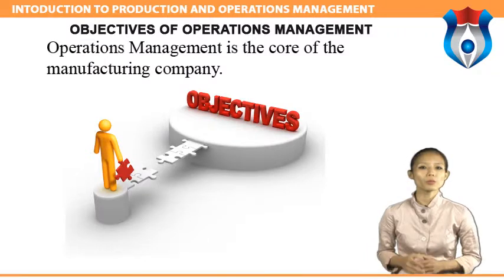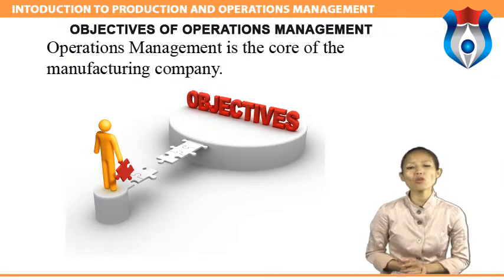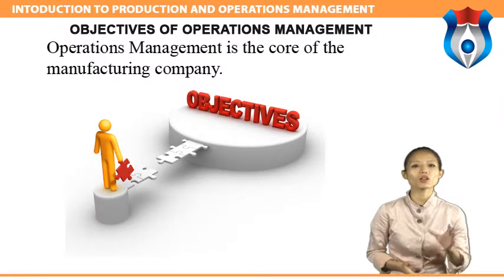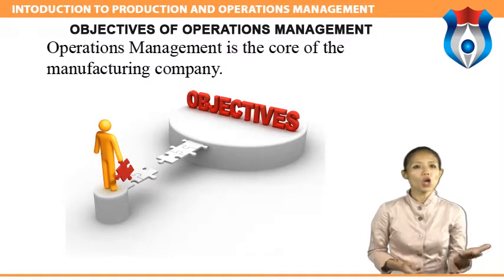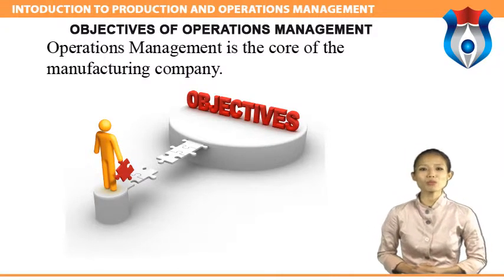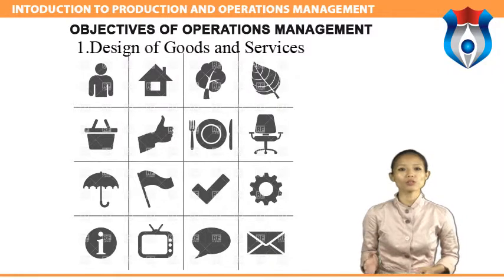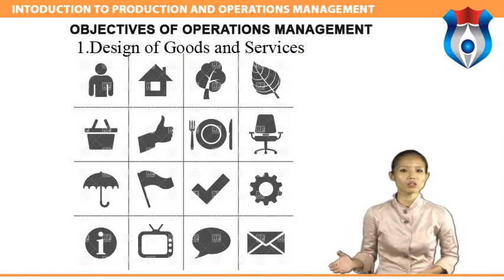Let us know the objectives of operation management. Operation management is the core of the manufacturing company. It is a combination of various disciplines. Operation management, often called production management, includes 10 things. Design of goods and services. It is associated with quality and human resources.